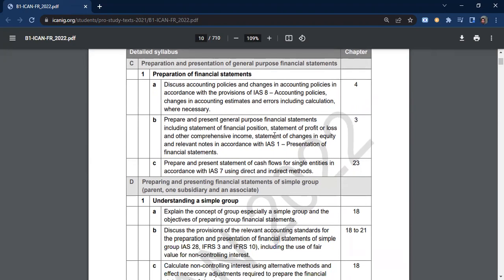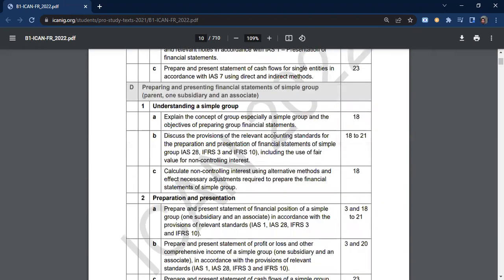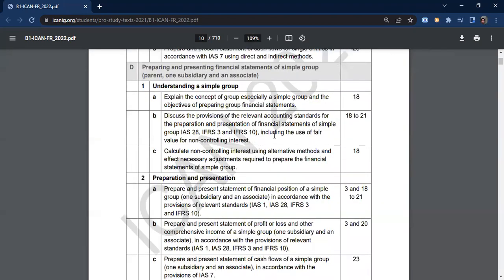In syllabus section C, we'll be looking at group accounts. We'll be looking at what we call a simple group at this level, where we have a parent, we have a subsidiary, and we also have an associate. And let me give you one thing.